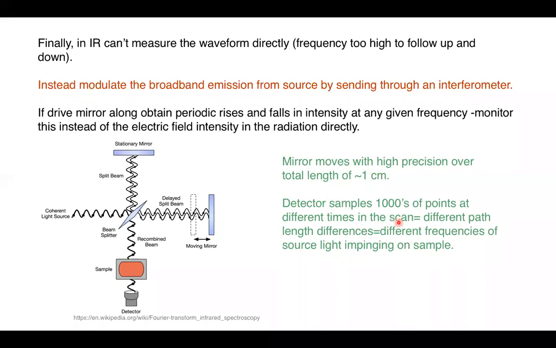So finally, in IR, we can't measure the waveform directly because the frequency is too high to follow up and down. So instead, we modulate the broadband emission from the source by sending it through an interferometer, which is the thing that we saw on the previous page. If the drive motor obtains periodic rises and falls in intensity at any given frequency, we can monitor this instead of the electric field intensity in the radiation directly. So this is what's called a Michelson interferometer, and this is going to kind of revolutionize the collection of infrared spectra.